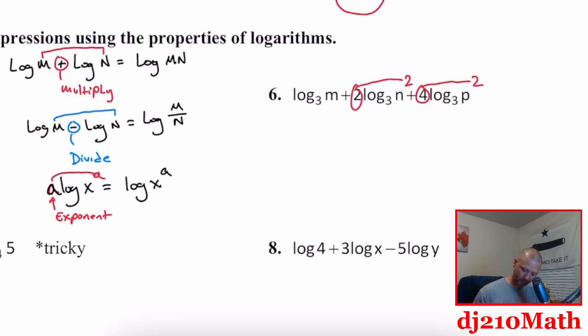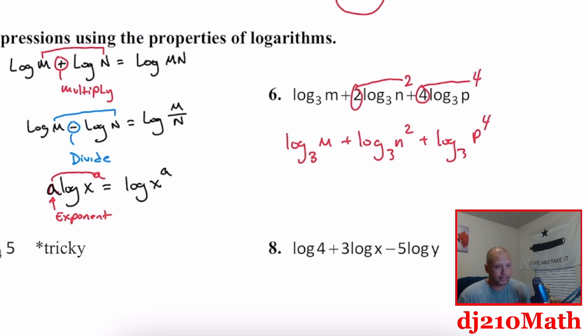So log m, log n squared plus log p squared. Bro, it's not even a 2. Holy crap. My bad. That's supposed to be a 4. Okay. I caught it. Okay. So all we did was move the exponents up. All right.